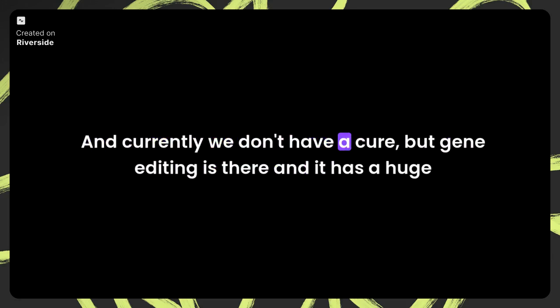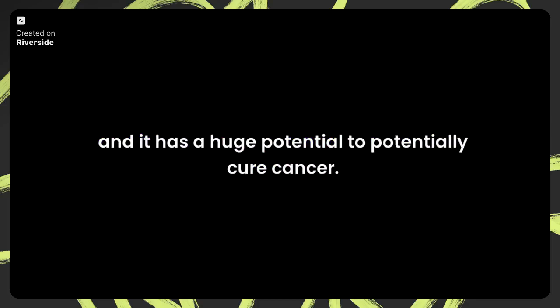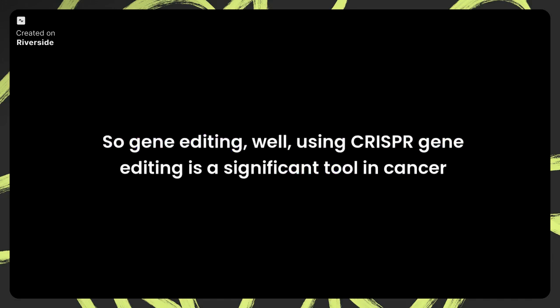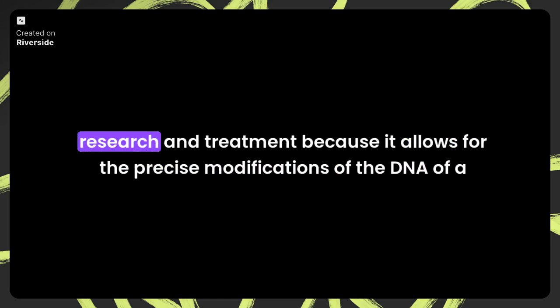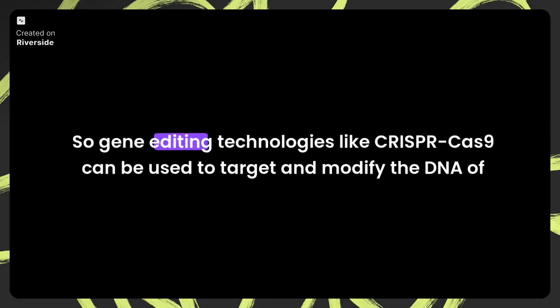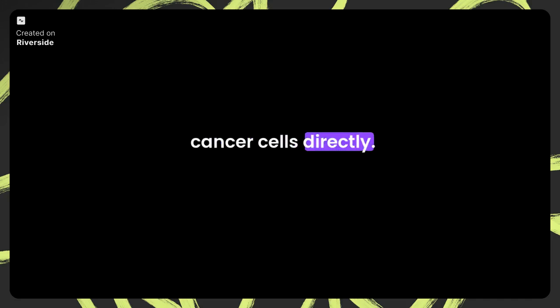And currently we don't have a cure, but gene editing is there, and it has a huge potential to cure cancer. So gene editing, like using CRISPR, is a significant tool in cancer research and treatment because it allows for the precise modification of the DNA of a cell. So gene editing technologies like CRISPR-Cas9 can be used to target and modify the DNA of cancer cells directly.